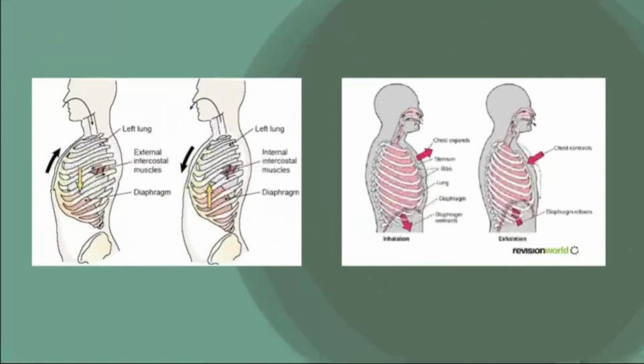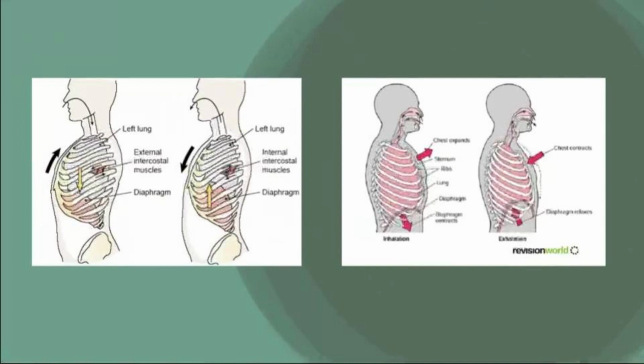And you can also see the intercostal muscles. In the top picture, the external intercostal muscles are contracting, and on the right for expiration, the internal intercostal muscles contract. And as I said, the purpose of all of this is to create more volume in the lungs during inspiration. So let's move on to expiration.